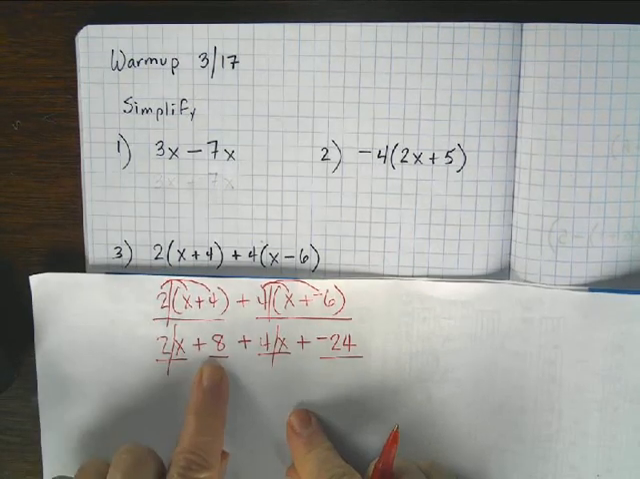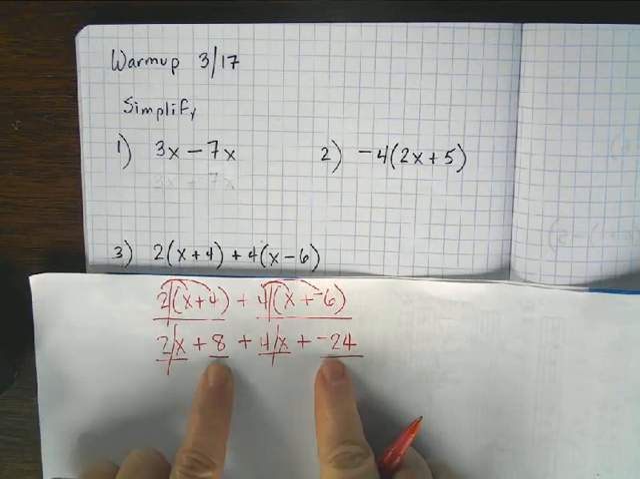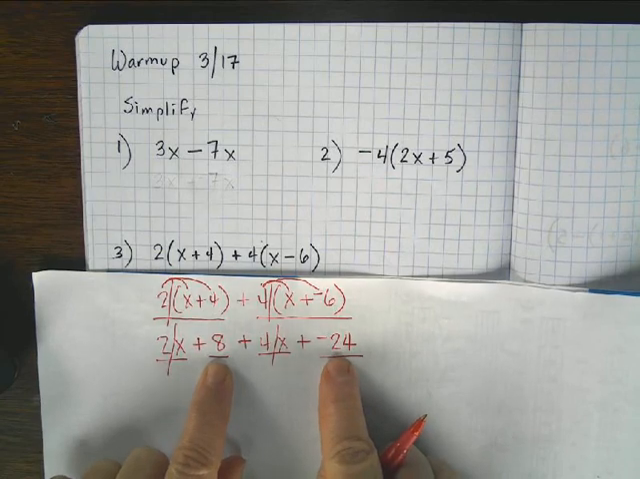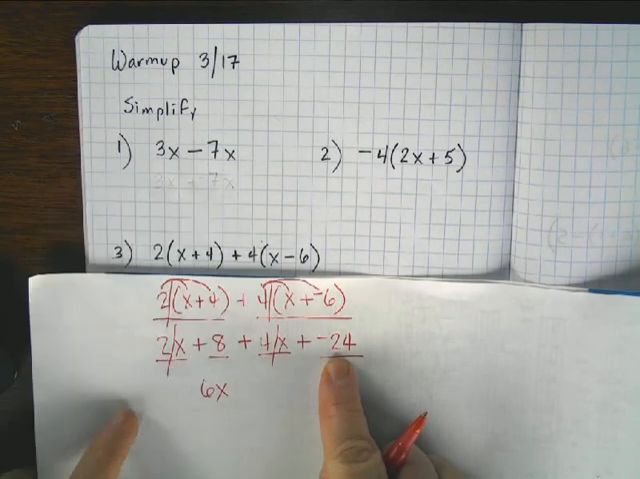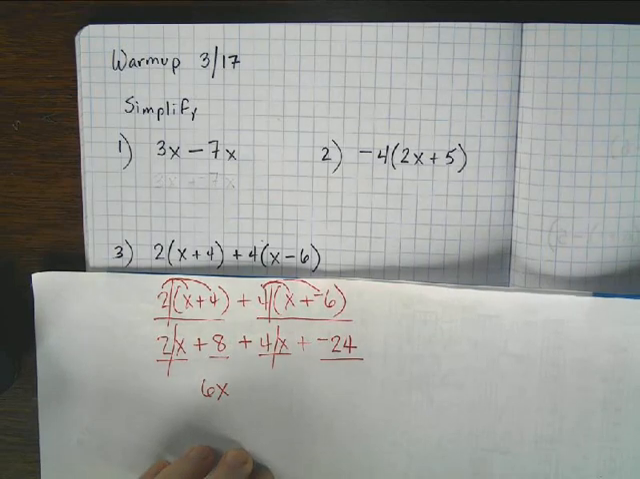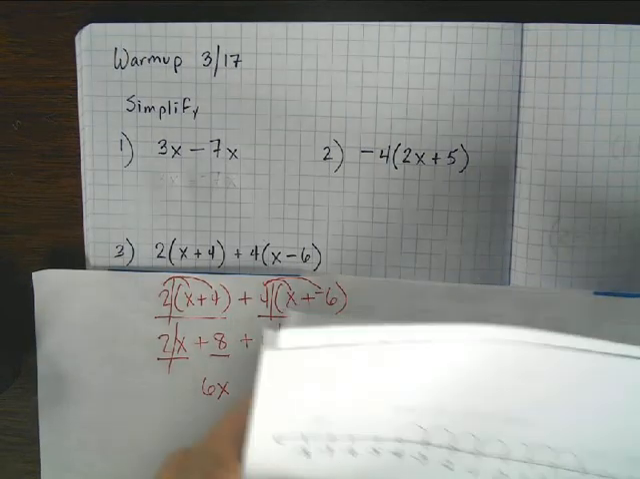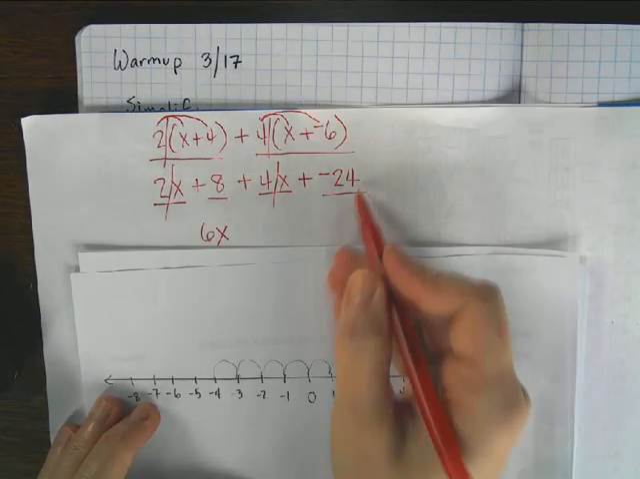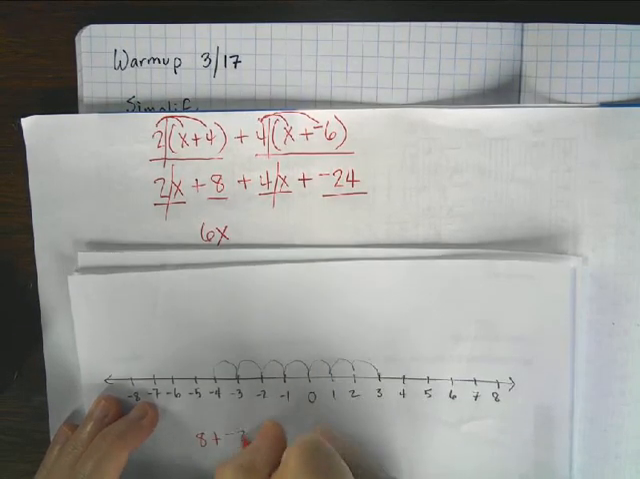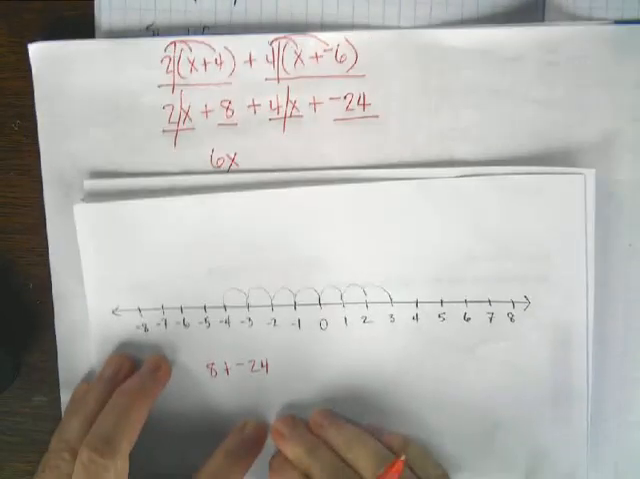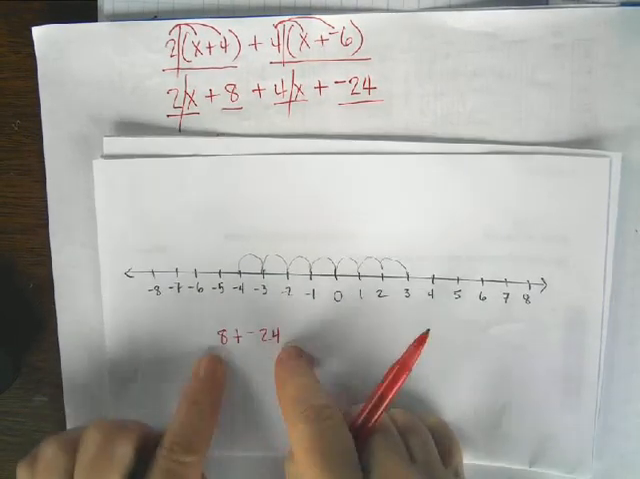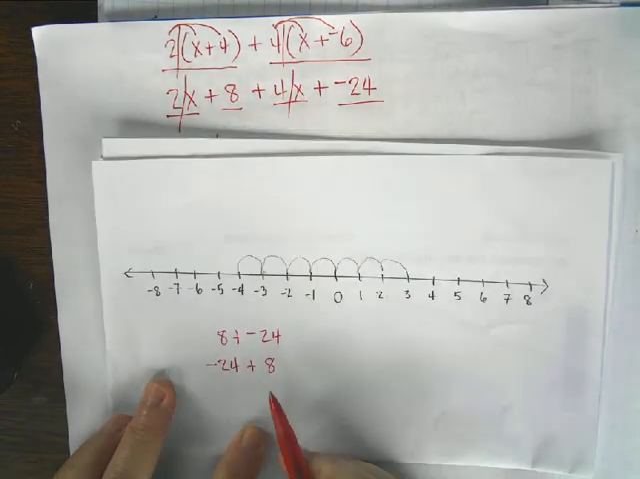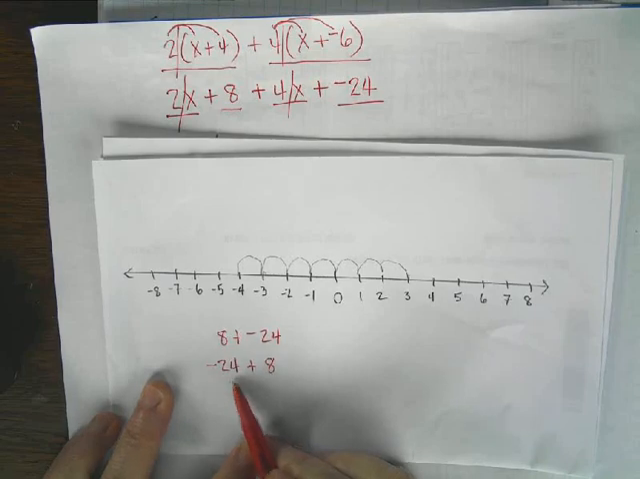Now I have my other like terms, 8 and negative 24. Holy cow! That's going to take a big number line. So I'm going to make an open number line. I have to do 8 plus negative 24. When I have a big number, I actually like to use the commutative property to rewrite it with the big number first. I'm going to write this as negative 24 plus 8.